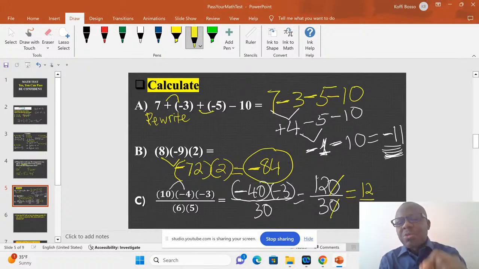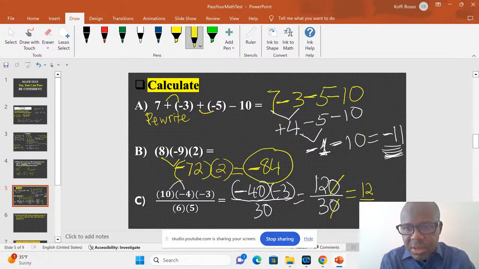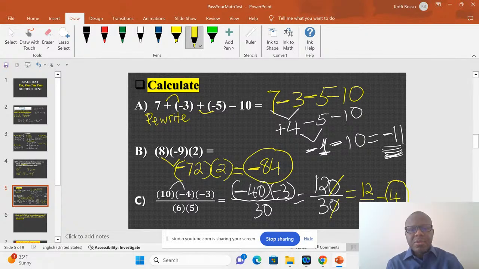Let's repeat. 120 divided by 30 is the same as 12 divided by 3. Perfect. And 12 divided by 3 is 4. And the answer here is positive 4. Okay, let's continue.